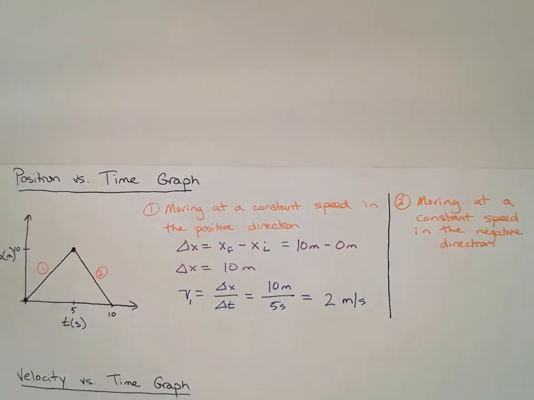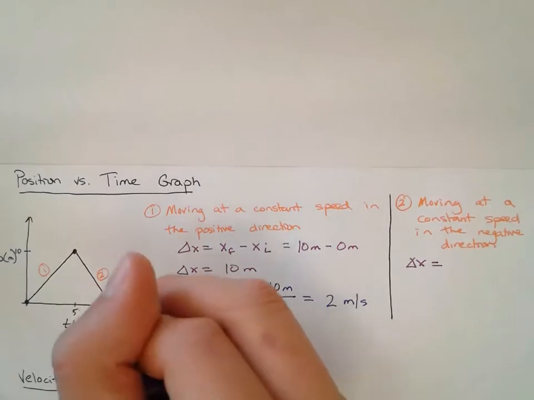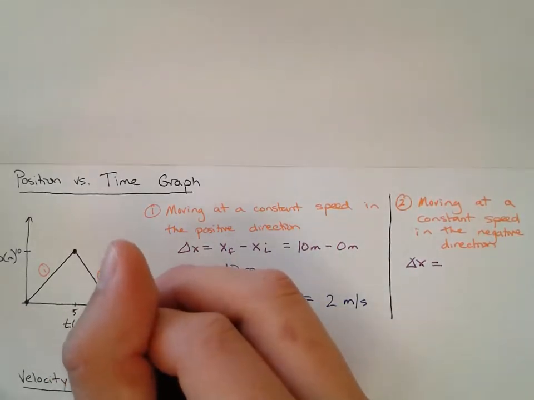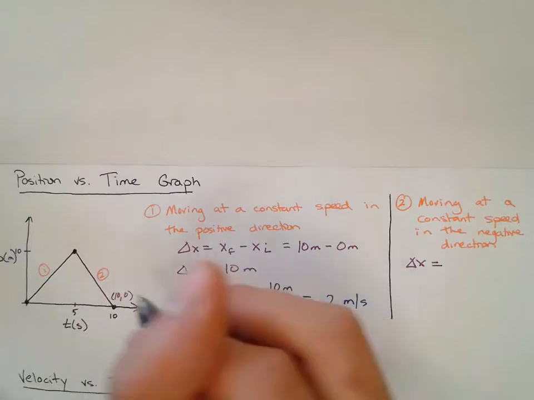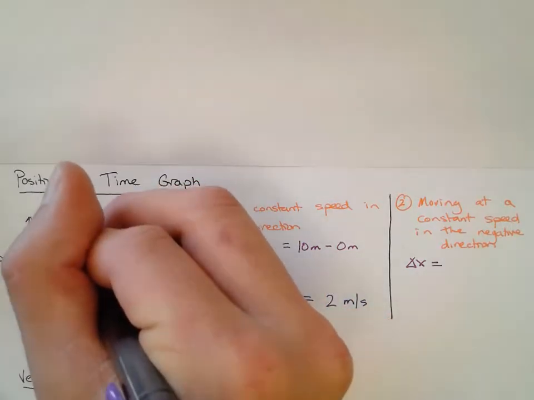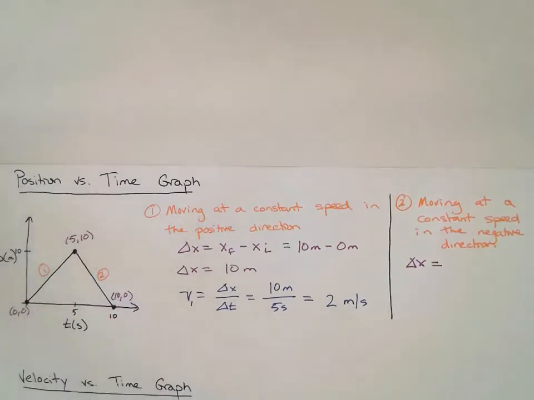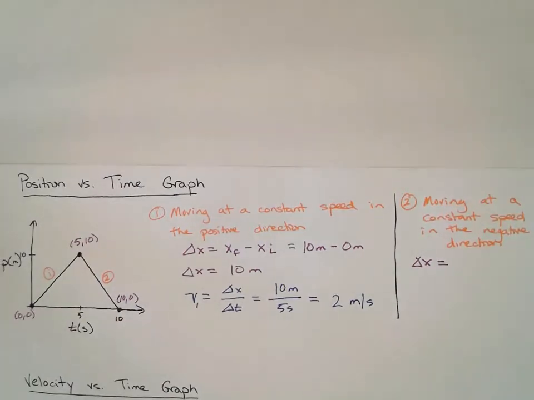Now if we work through this same process, I'll get that my final position here is 0. So right here this would be 10, 0. Up here this would be 5, 10. This right here would be 0, 0. So my final position in the second section of motion would be 0 meters.